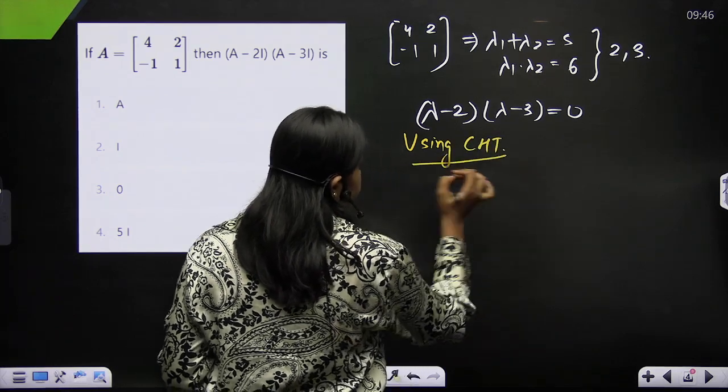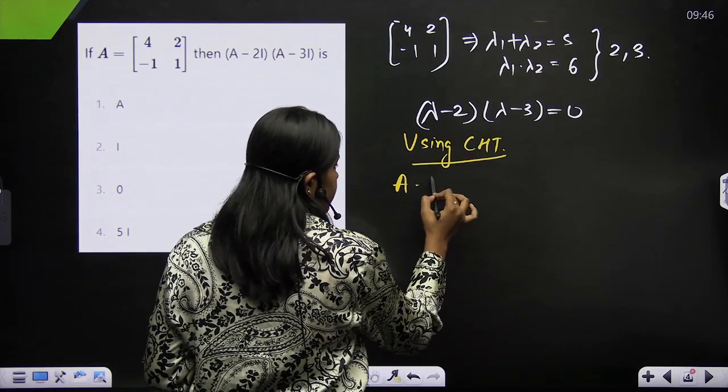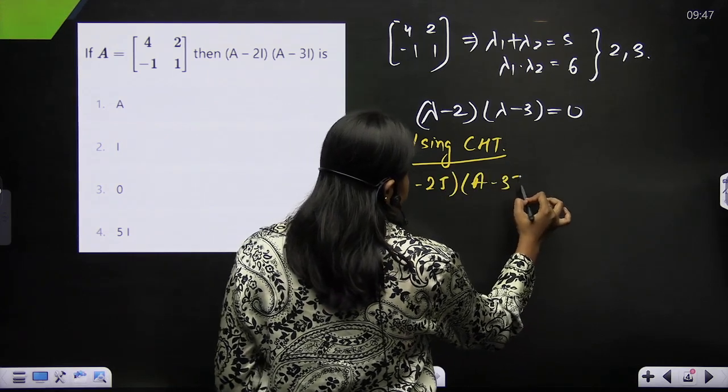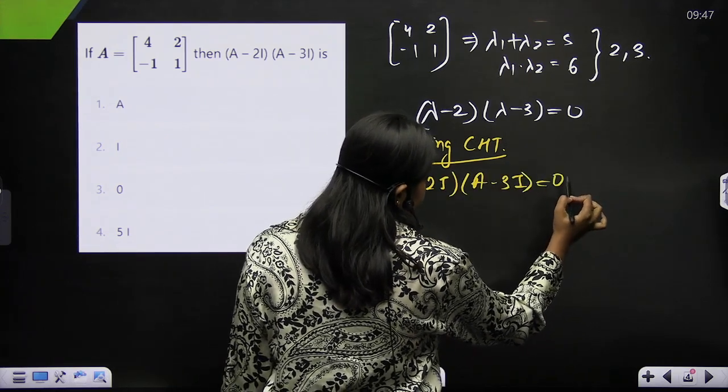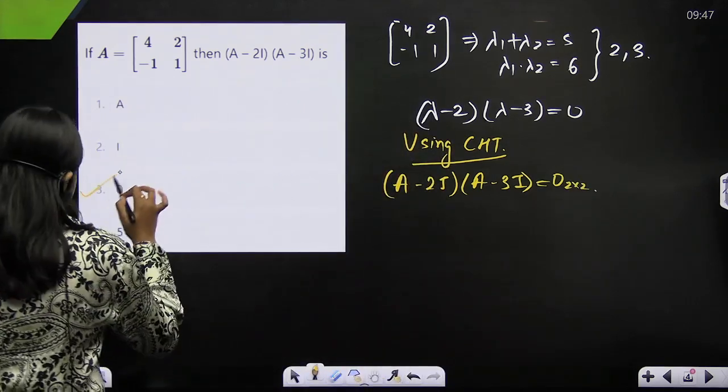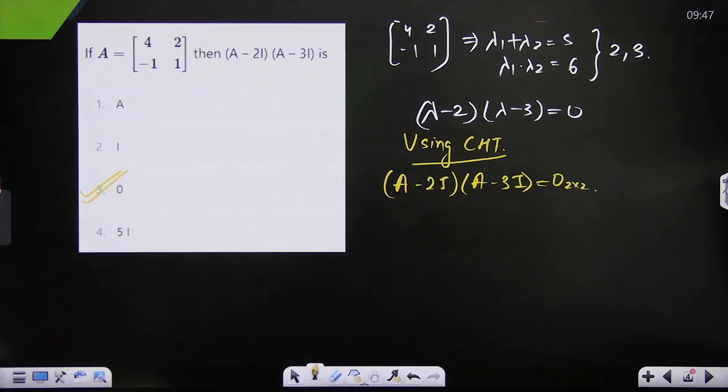Cayley-Hamilton theorem, I can write down (A - 2I)(A - 3I) = 0, and this is a zero matrix of order 2 cross 2. So here option 3 is correct. Option 3 is correct. You get the answer in 2 steps.